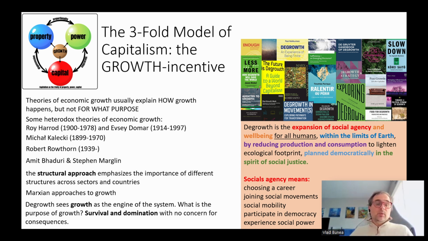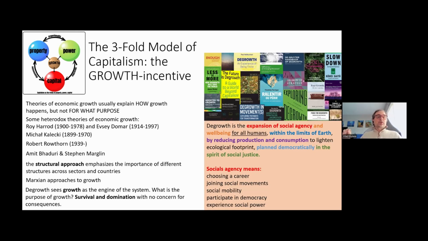So just for everyone to understand what degrowth is, this is a definition in words: the expansion of social agency and well-being for all humans within the limits of Earth by reducing production and consumption to lighten ecological footprint, planned democratically in the spirit of social justice. There's a lot packed into this definition, so every word that's in a different color has an entire literature, maybe a whole book or books behind it. I would like to highlight from this definition the reduction of production and consumption and planned democratically. In other words, it is putting the economy on a diet by a bottom-up approach so we come back in harmony with nature.